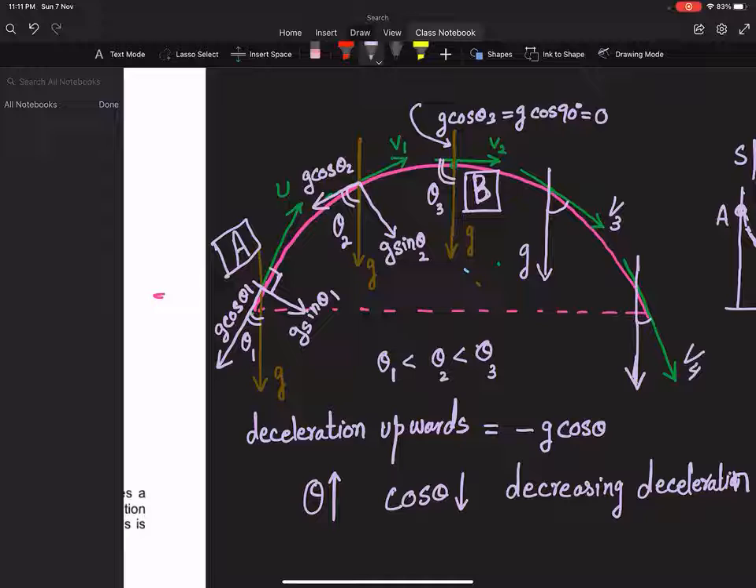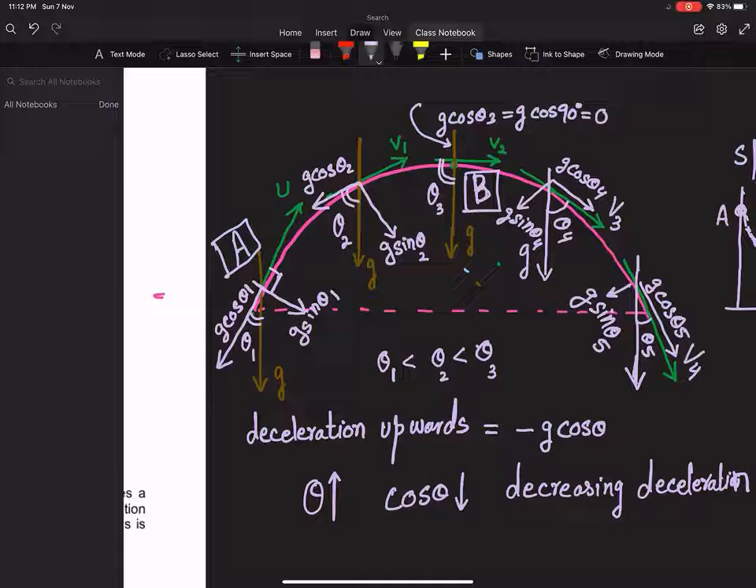Now, if we resolve g with this velocity, this component that we are getting, say this is angle theta 4, say this is angle theta 5. Now, in the downwards motion, the angle between velocity and g is decreasing. So the cos component will go on to increase. This is g cos theta 4, and this will obviously be g sine theta 4. Here it will be g cos theta 5, and this will be g sine theta 5. With the decrease of angle, cos will increase and sine will decrease.